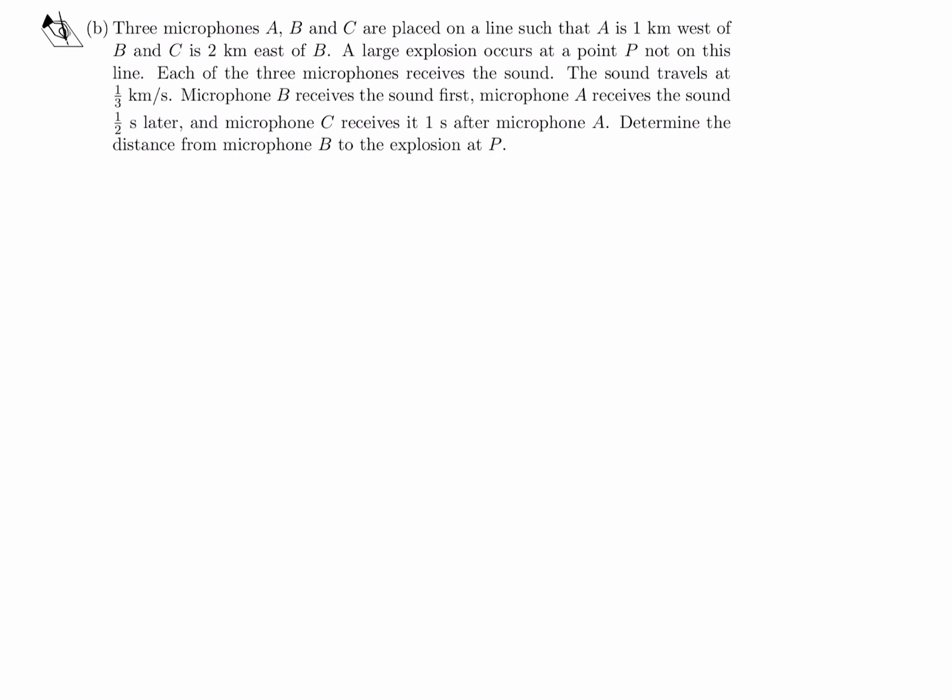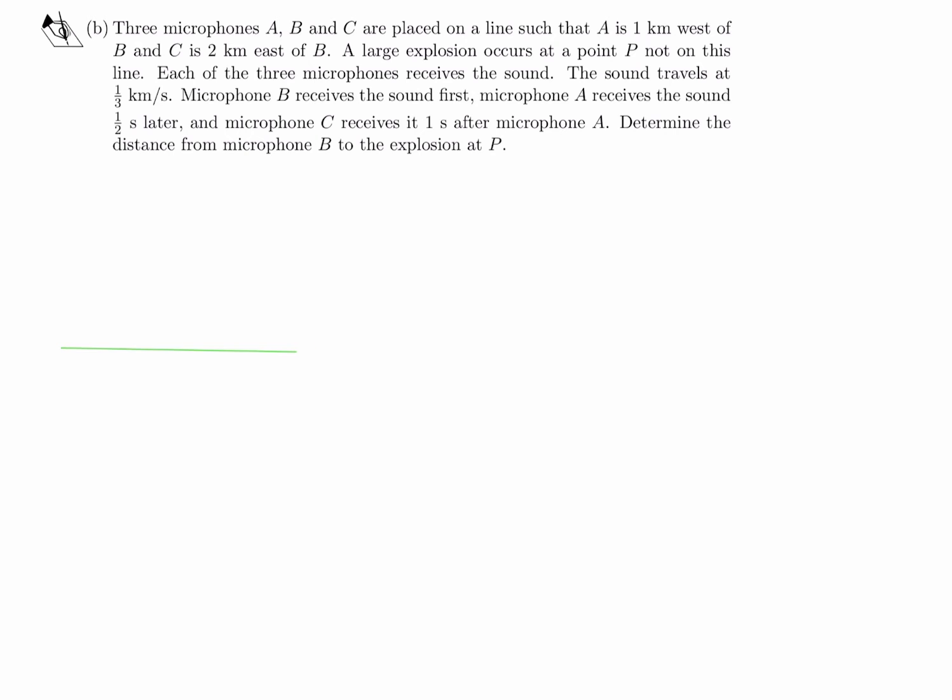Three microphones, A, B, and C, are placed on a line such that A is 1 kilometer west of B and C is 2 kilometers east of B. A large explosion occurs at point P, not on this line. Each of the three microphones receives the sound. The sound travels at 1/3 kilometers per second. Microphone B receives the sound first. Microphone A receives the sound 1/2 seconds later, and microphone C receives it 1 second after microphone A. Determine the distance from microphone B to the explosion at P.